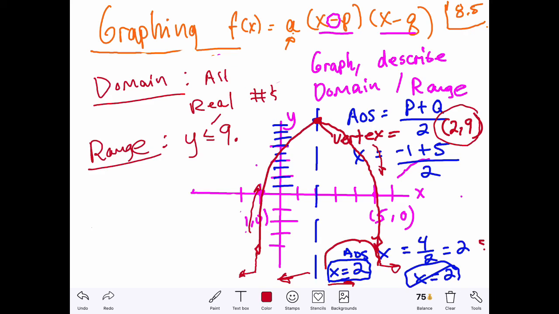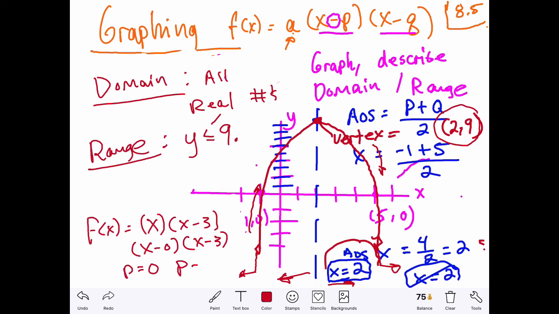Okay, so what do we want to do with these? We want to determine what the P and the Q are. And now one little side note, if you had, say, something like x times x minus 3, well, really what you have here with this x is x minus 0. Because you agree x minus 0 is just x, right? And x minus 3. So my P here would be 0, and my Q here would be 3.